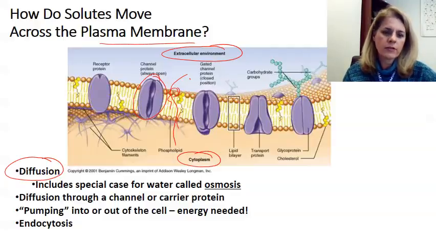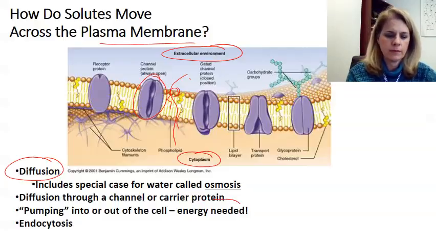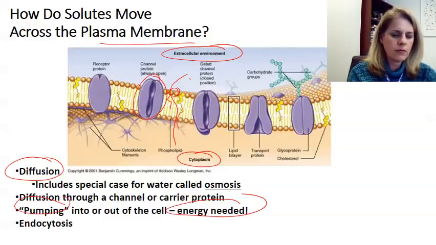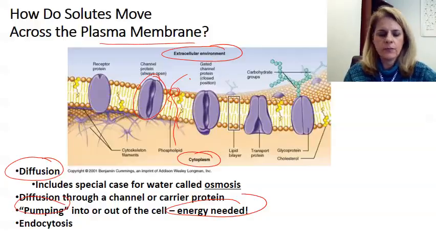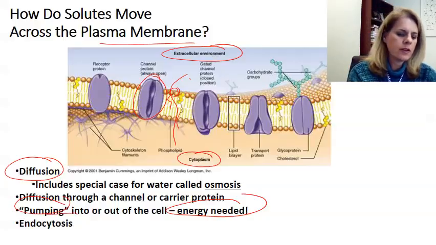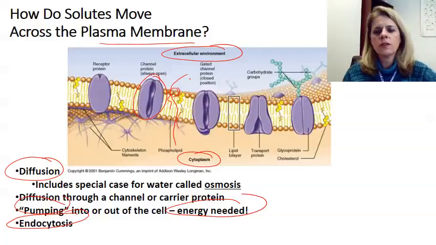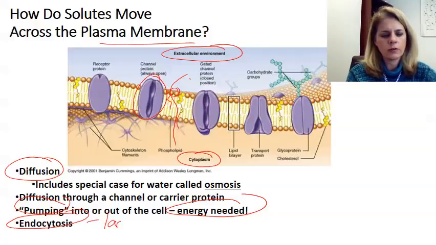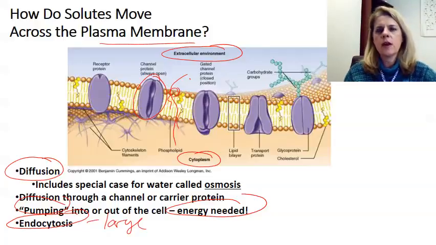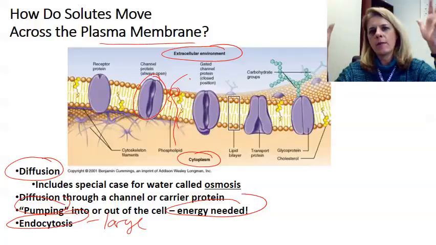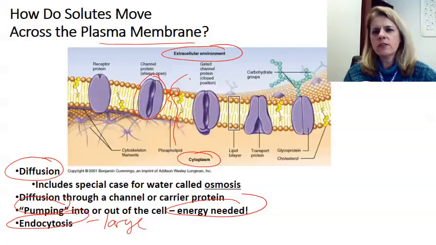Sometimes it requires energy. Maybe you need a protein that acts like a pump. So sometimes you need to pump things in or out of the cell. And sometimes you can do something called endocytosis. This is for large molecules, large things that you need to almost like you're eating something, you're grabbing it and engulfing it or spitting it out. And we'll talk about that as well. So these are the different ways you can move things across a membrane.